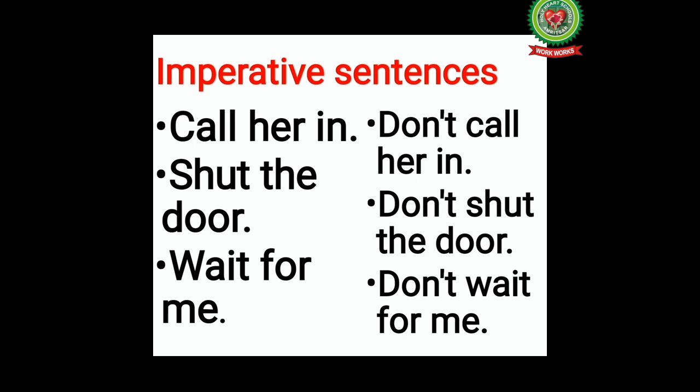Okay, let's discuss some examples. Look at example number 1. Call her in. In the beginning of the sentence, we have to use the word don't or do not. So the answer will be, don't call her in. Look at example number 2. Shut the door. And the answer will be, don't shut the door. Example number 3 is, wait for me. And the answer will be, don't wait for me.